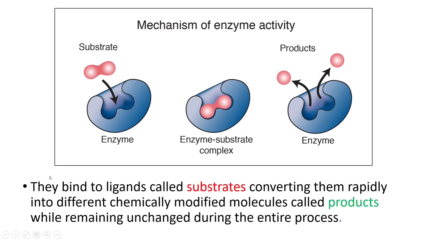So again, the substrate, or the ligand, will be converted rapidly into different chemically modified molecules, and those will be called products, while the enzyme remains unchanged during the whole process. We'll be talking later on about the actual process that causes the substrate to become products, but for now, we know that the substrate must bind with the enzyme to produce the enzyme-substrate complex, and then later on, because of certain reactions, products will be produced after that.